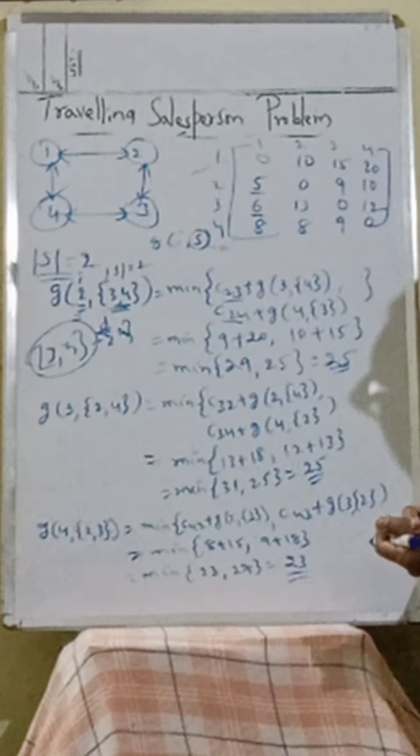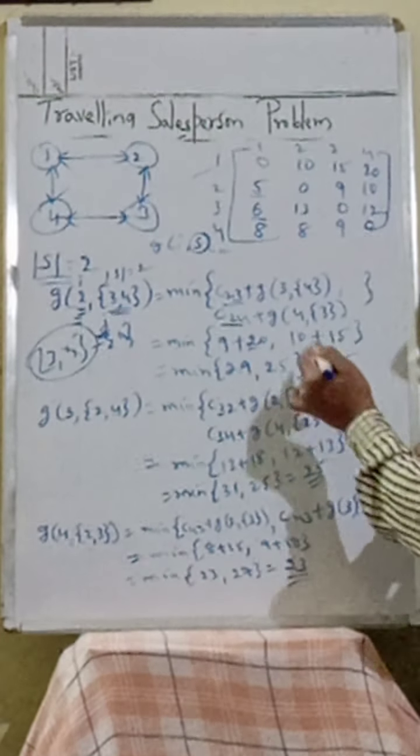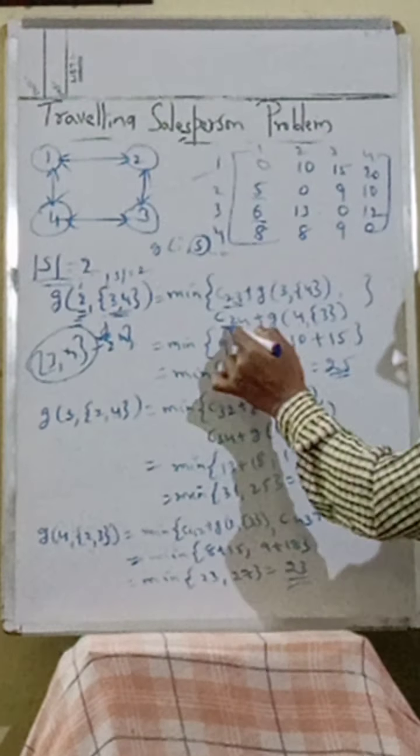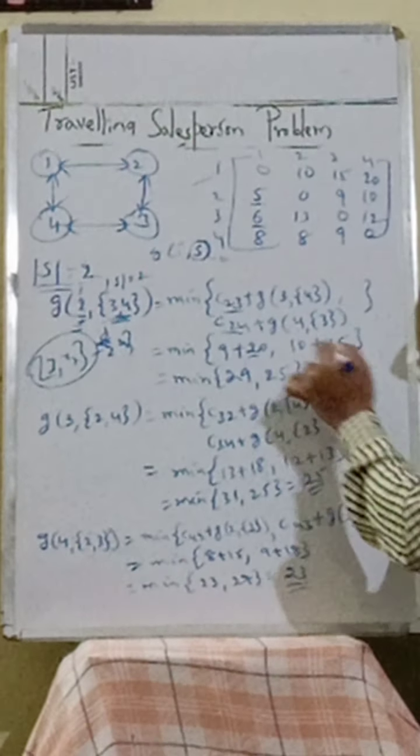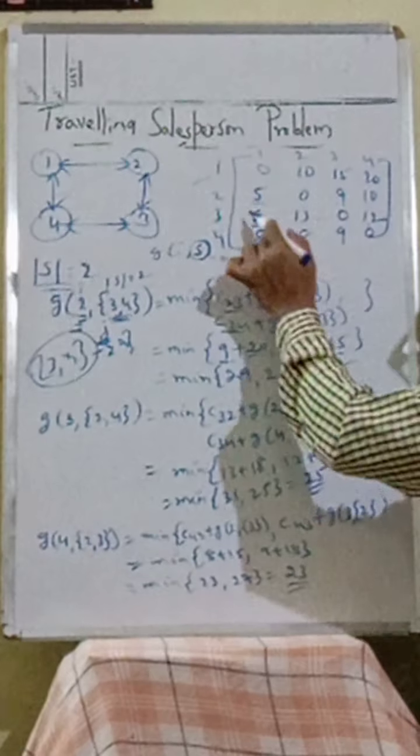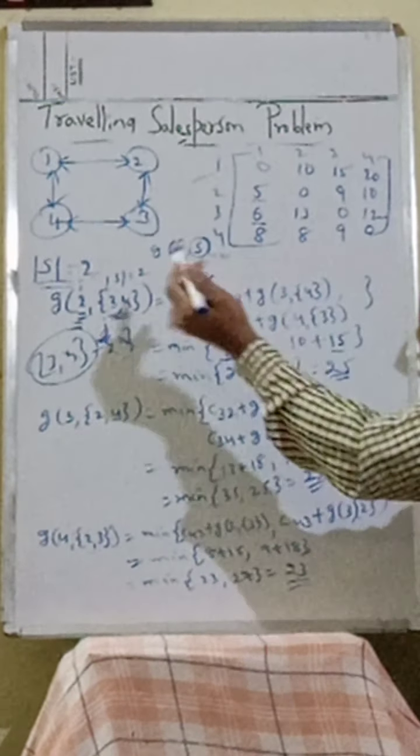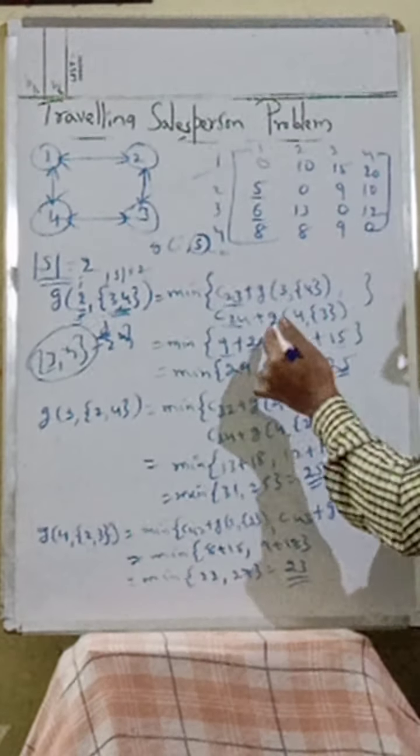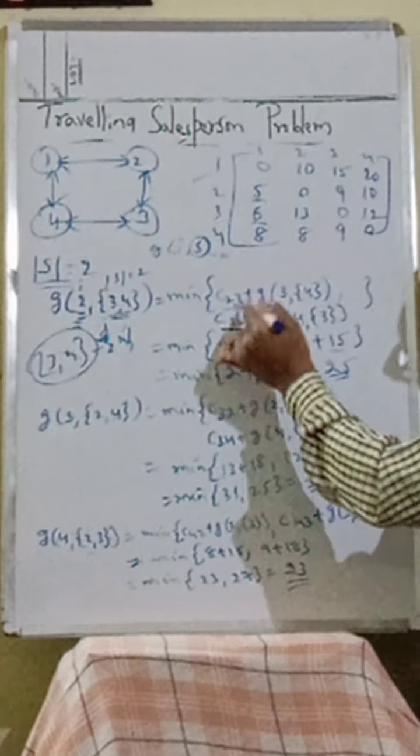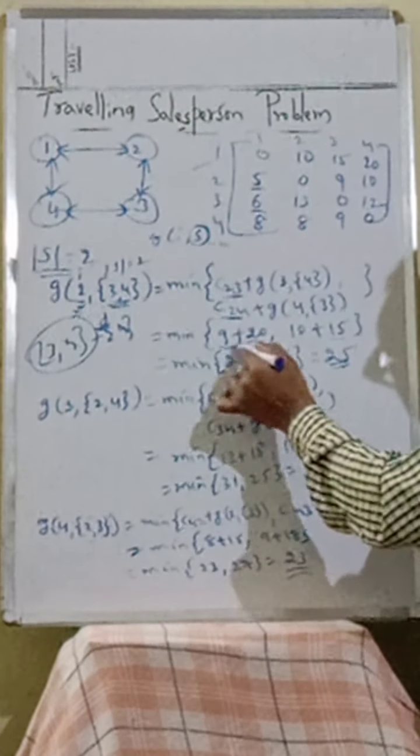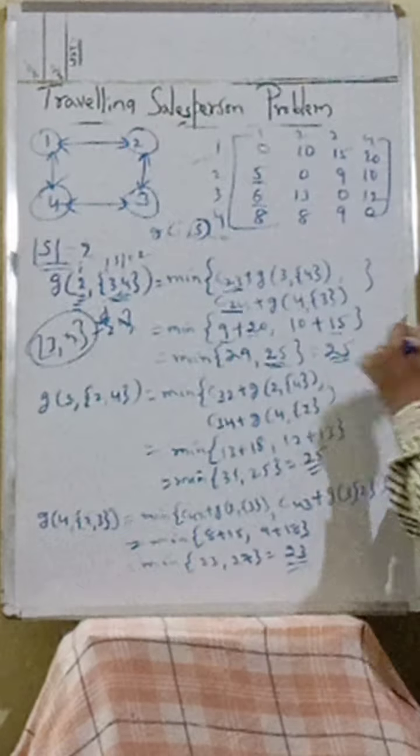Earlier we calculated in mod s equal to 1. G of 4 comma 3 is C of 3 comma 4 is 20. So like that, C24 is 10, G of 4 comma 3 is 15, C23 is 9, and G of 3 comma 4 is there in the earlier calculation. So like this, if you substitute all the values from the previous set, we get 29 and 25. Which is minimum? 25 is minimum.